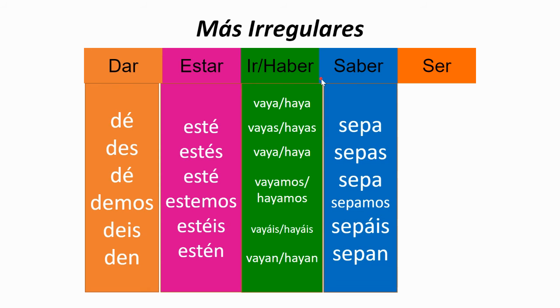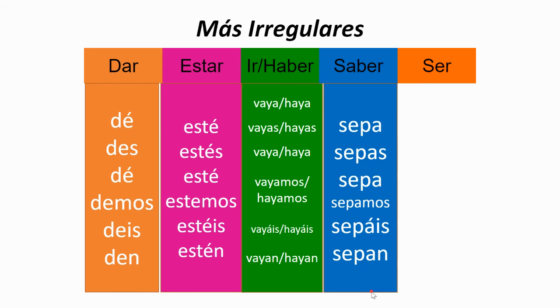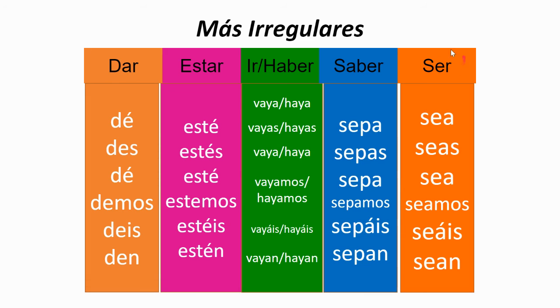Saber is to know information. These irregulars, this pattern should look pretty familiar to you since you used it already with commands. Sepa. Ser, the other form of to be. This regarding more permanent descriptions of people, physical traits, setting up a scene, things like that. Sea, seas, seamos, and sean.